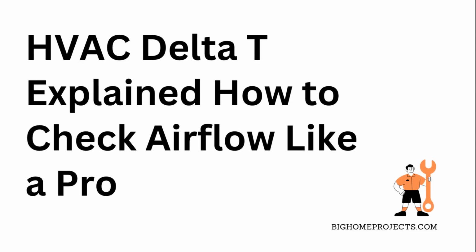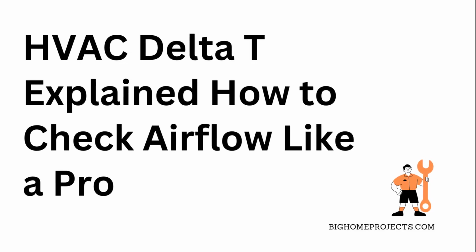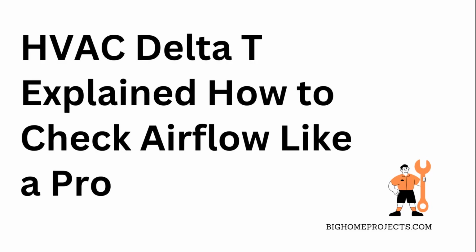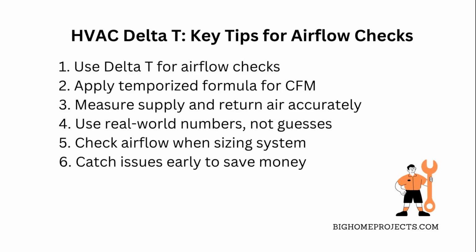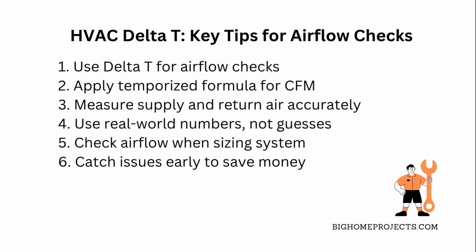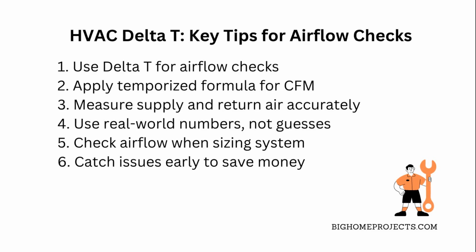Understanding HVAC Delta T is key when you're trying to figure out if your airflow is actually doing its job or if your system's just off. So, Delta T in HVAC is basically the difference between the temperature of the air going into your system and the air coming out. When you're checking your airflow or sizing your system, you can't just guess.